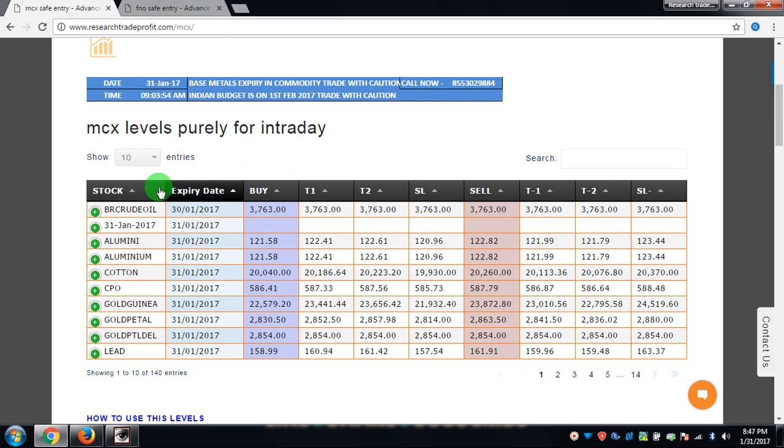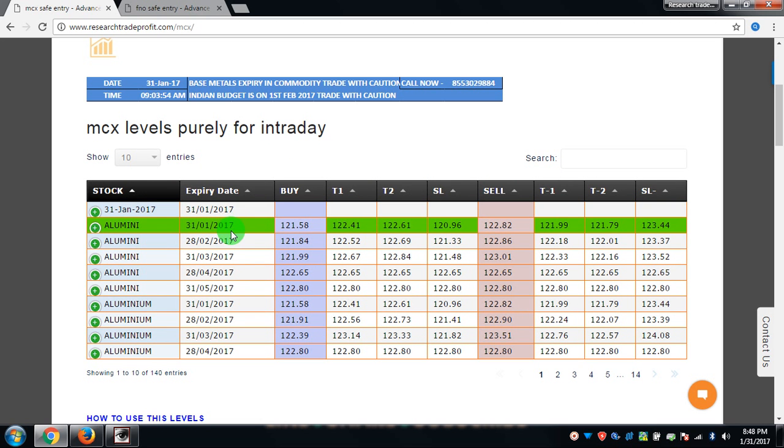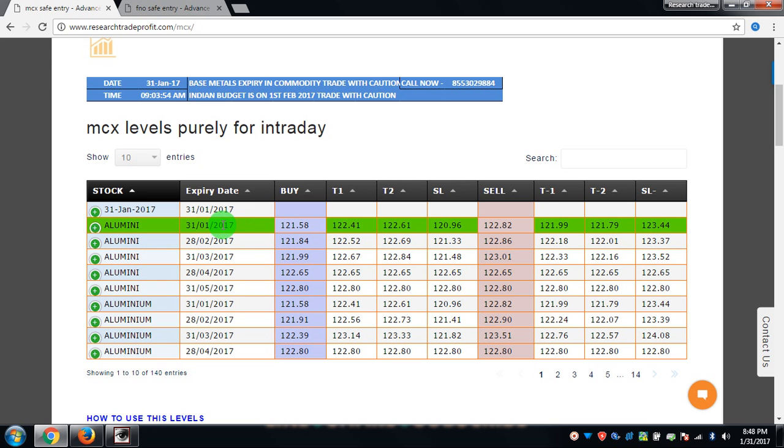And this is the main page where you can find the complete list. This is the stocks name. You can just click over here. You can see the stocks name and expiry. Whatever stocks you take, it will show the expiry date. So this is the contract-wise expiry of the stocks.